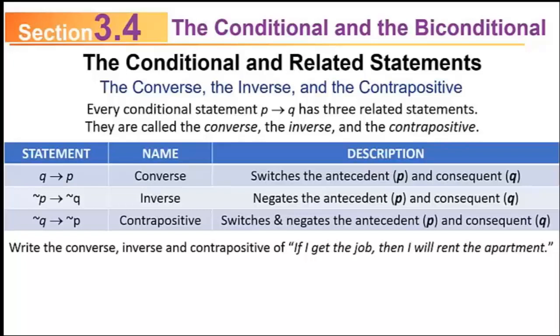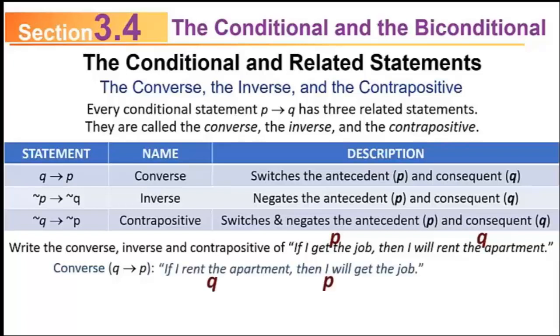Here's an example. What if I ask you to write the converse, inverse, and contrapositive of the statement, if I get the job, then I will rent the apartment. Remember, the converse switches the P and the Q. In the example, I get the job is the P, I will rent the apartment is the Q, so the converse would switch those, putting the Q in the place of the P, and I would get, if I rent the apartment, then I will get the job. That's the converse of the original statement.